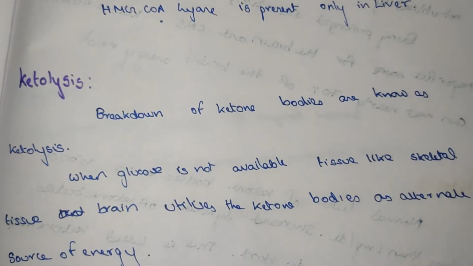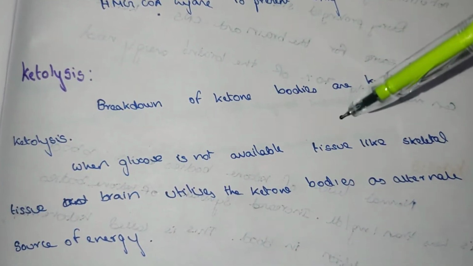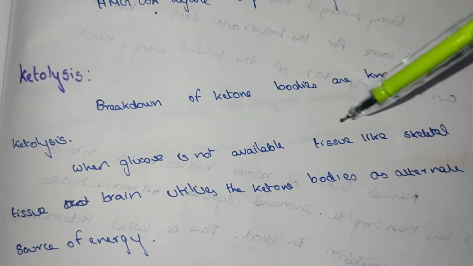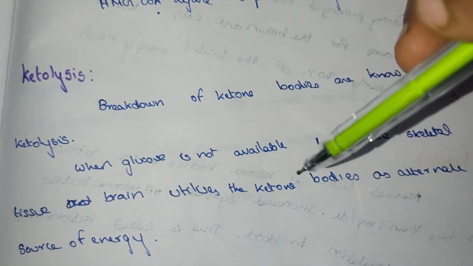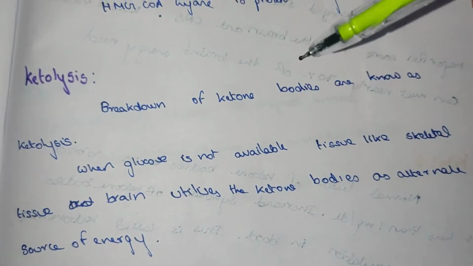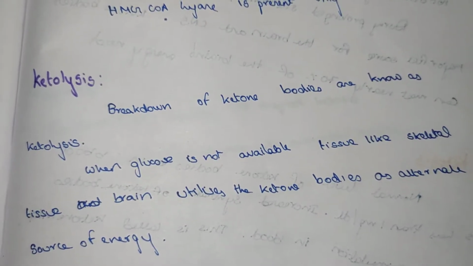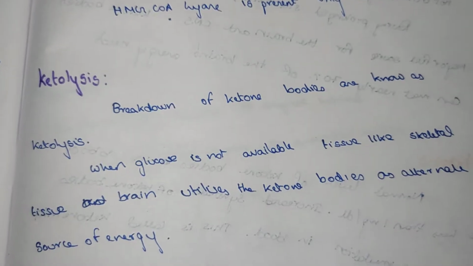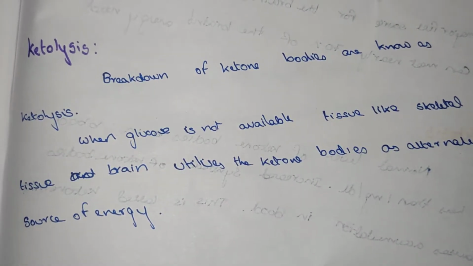Now we will see about ketolysis. The breakdown of ketone bodies is known as ketolysis. When glucose is not available, tissues like skeletal tissue and brain utilize the ketone body as an alternate source of energy. This is known as ketolysis.